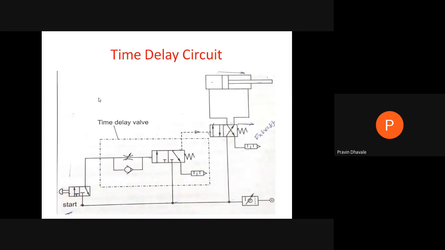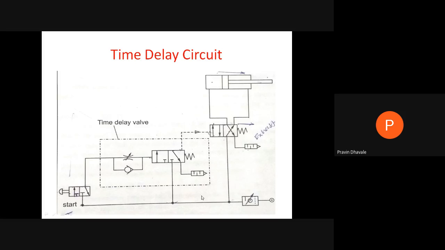In the last chapter, we have already studied the time delay valve. This is the diagram, or a block diagram or symbolic representation, of the time delay valve. By using this time delay valve, we can take a pause of operation for a particular time in order to prepare the second operation, and that is achieved by using this time delay valve, which is used in a circuit. So that circuit is called a time delay circuit.